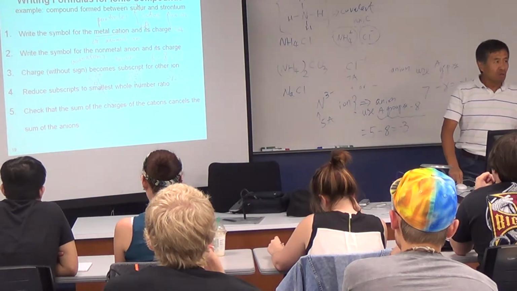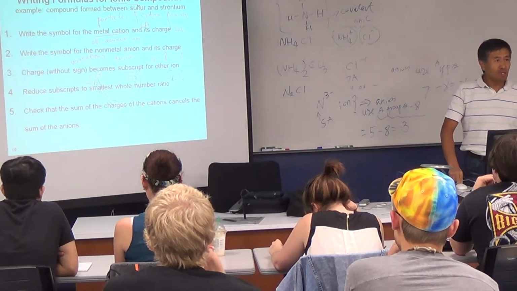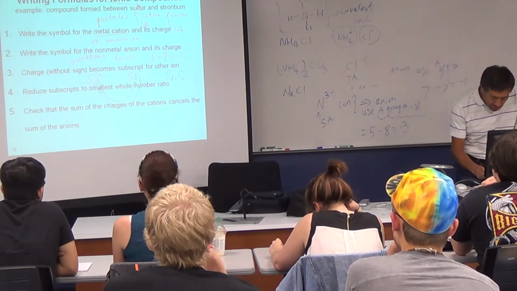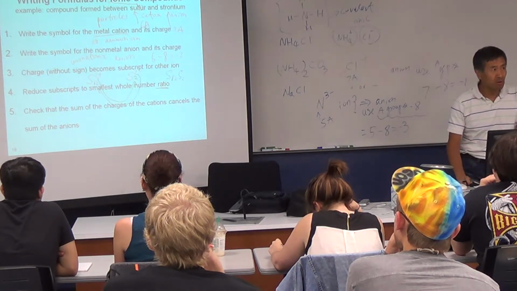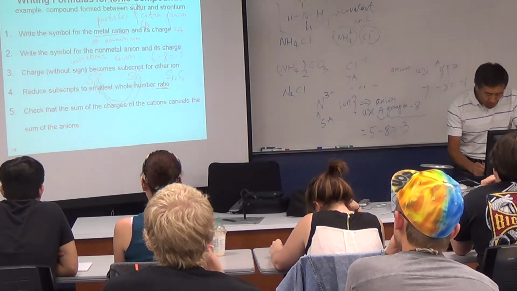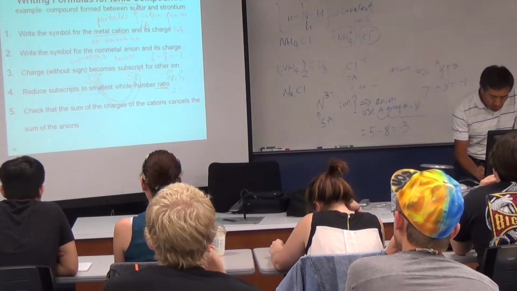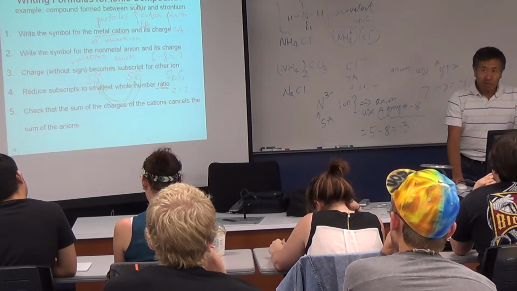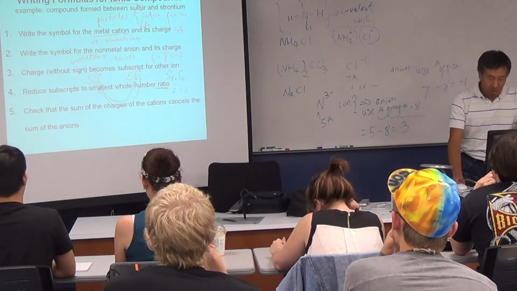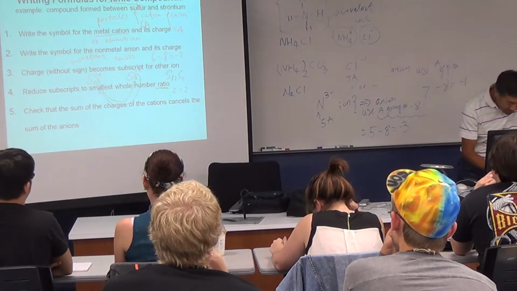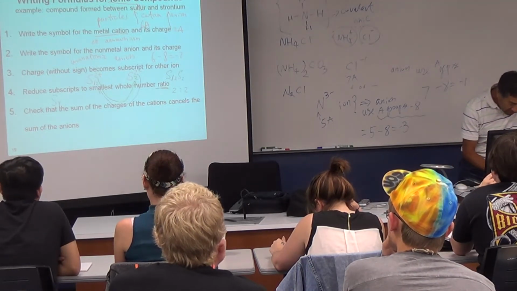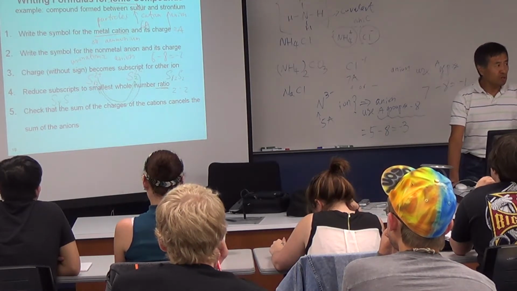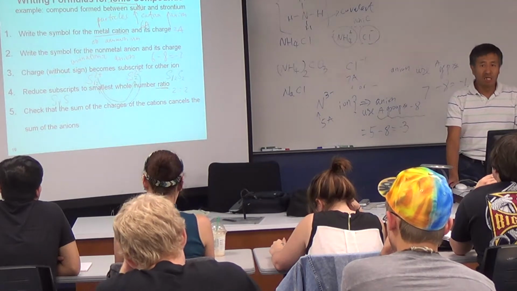Reduce, which means, because this is a ratio, right now your ratio is 2 and 2. So 2 and 2 ratio is the same as what? 1 to 1. So therefore we're going to reduce that. So SR and S. And those will be the result of step 4.